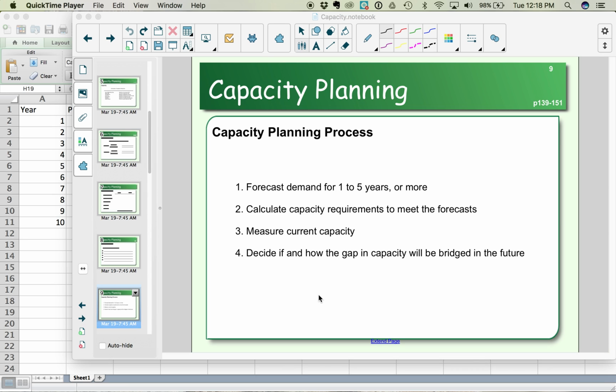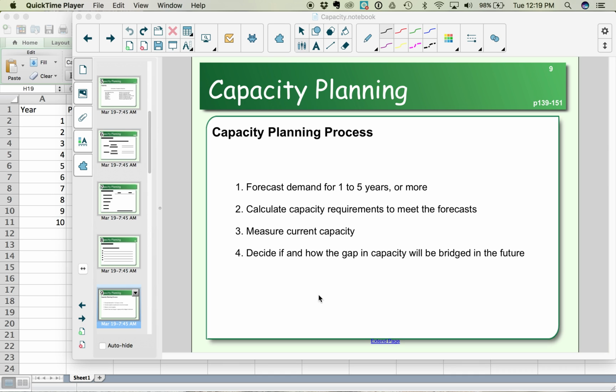We need to forecast demand for, say, 1 to 5 years. It could be even longer, depending on your industry. For example, if we're looking at a petrochemical company like Dow or Nova, you need to forecast up to 30 years as you are capacity planning because of all the infrastructure that would be involved in building a facility.